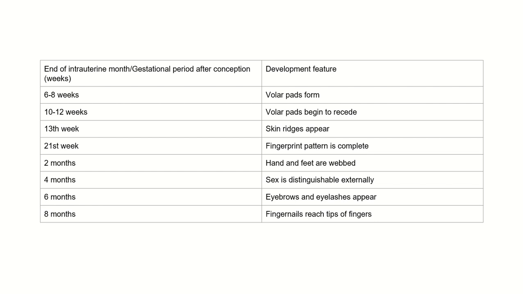Around 2 months, hand and feet are webbed. 4 months, sex is distinguishable externally. 6 months, eyebrows and eyelashes appear. 8 months, fingernails reach tips of the fingers.